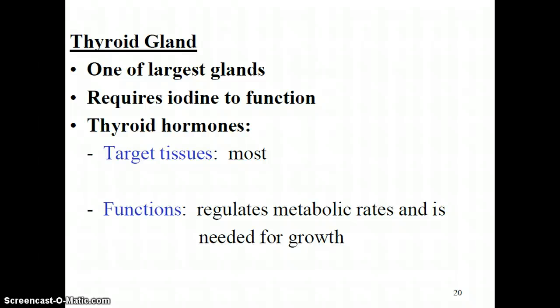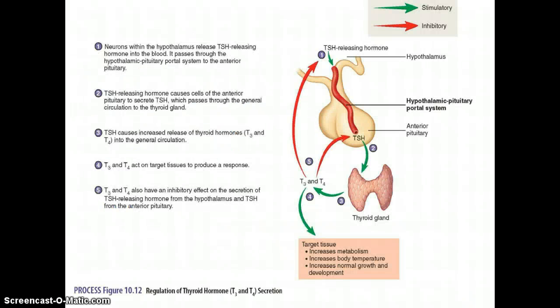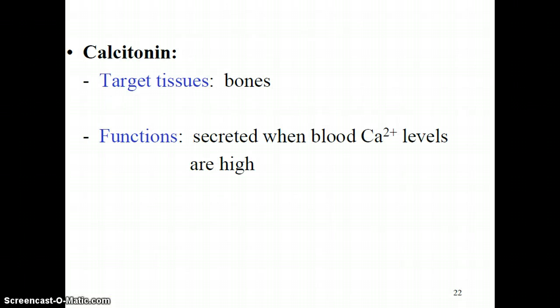Thyroid gland is one of the largest glands. It requires iodine to function, and most tissues are target tissues for the thyroid gland. Notice its function. It is needed for growth. It regulates metabolic rates. Again, diagrammatically, we've seen a similar diagram just a moment ago. This is how this operates.